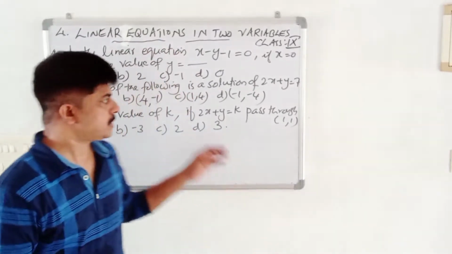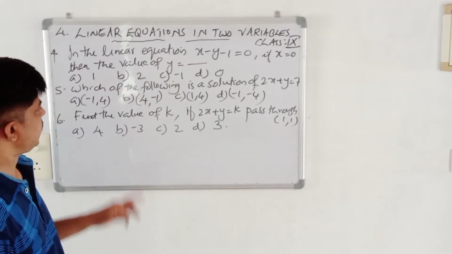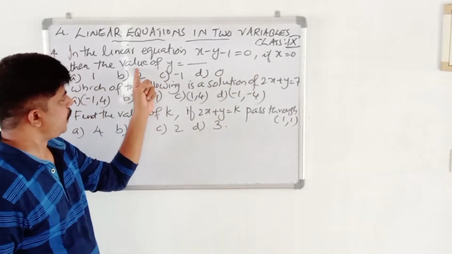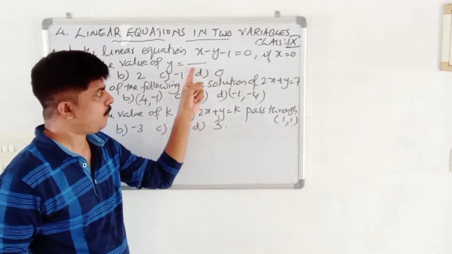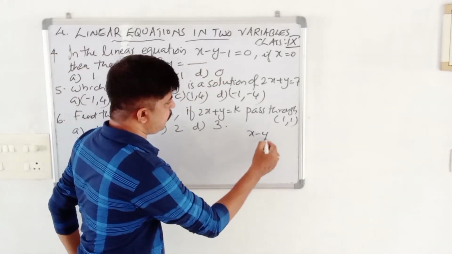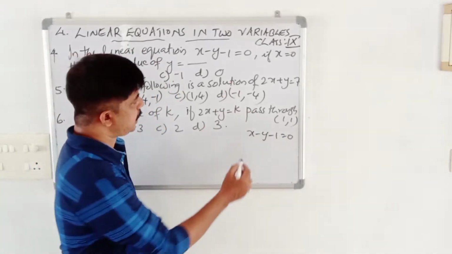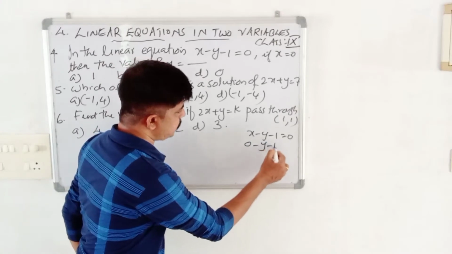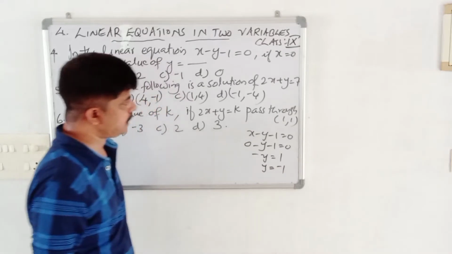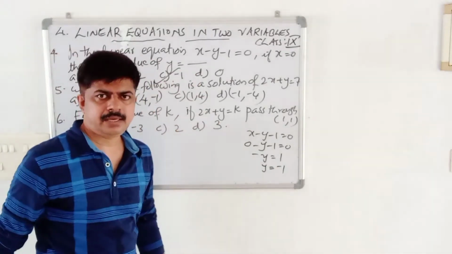Okay, now next question. In the linear equation x minus y minus 1 equal to 0, if x equal to 0, then what is the value of y? If x equal to 0, we have to find the corresponding value of y. Let us substitute 0 for x. For each x value, there will be a corresponding y value. 0 minus y minus 1 is equal to 0. Negative y is equal to positive 1. Therefore, the value of y is equal to negative 1. Therefore, our answer is option C.